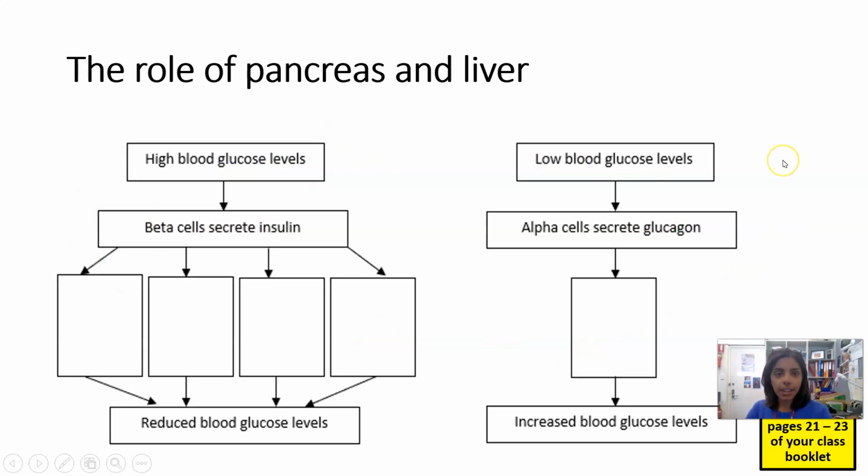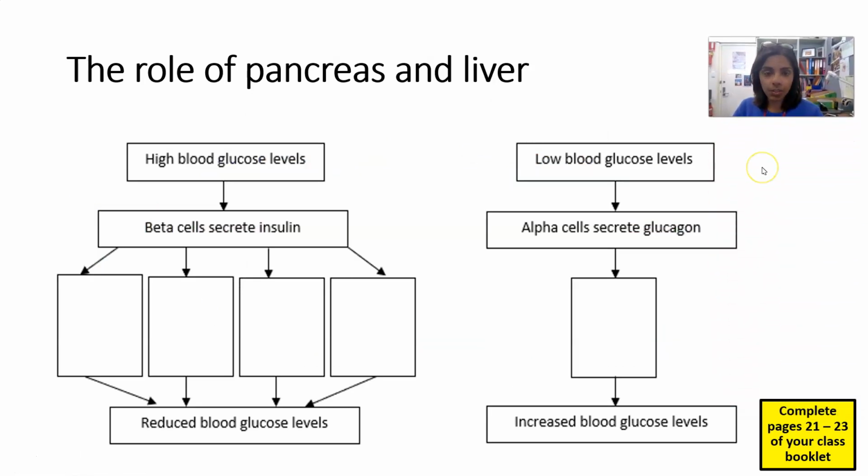Okay. We are now going to be looking at pages 21 to 23 of your booklet, and we're going to be summarizing the role of the pancreas and the liver. So if we start by looking at the left-hand side, having a high blood glucose concentration, hopefully by now you should be associating that with the secretion of insulin from the beta cells.